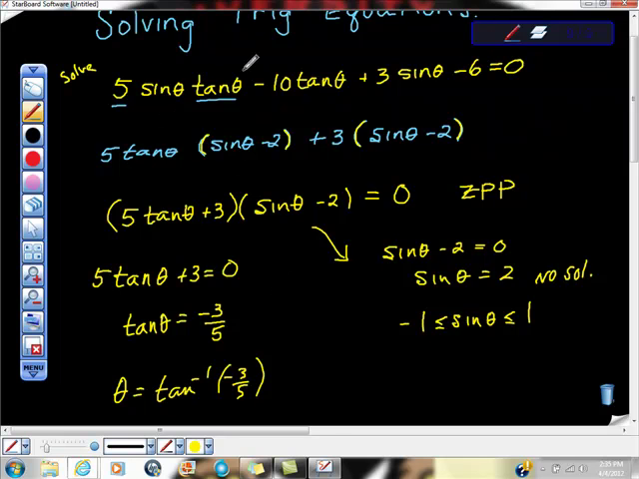So we looked for patterns here, and we did a little bit of factor by grouping, didn't we?